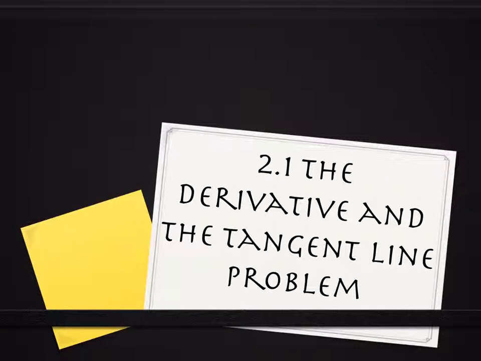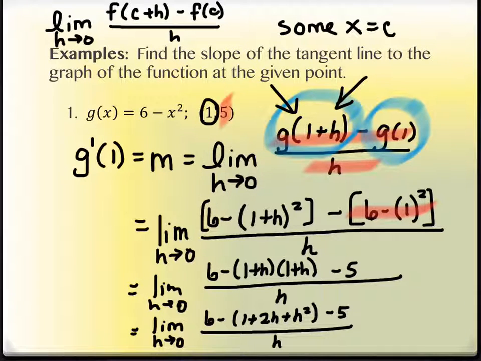Last time we started section 2.1, the title was the derivative in the tangent line problem. And we did a couple of examples of how to do the limit definition of derivative, which is our new favorite thing to do, right? Oh, yeah. Of course. And we did one where we actually had a value given to us at the beginning. The value was 1. We plugged it in for x at the beginning. We worked our way through.